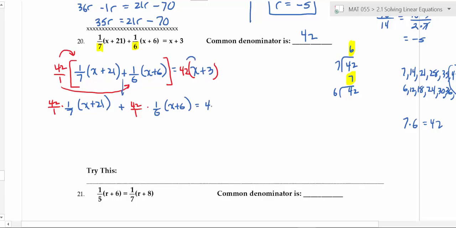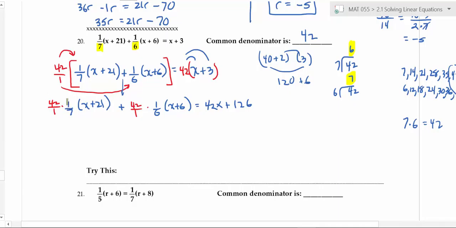42 times x is 42x, and then 42 times 3 is going to be 126. How did I do that in my head so fast? Here's what I did. I do 42 as 40 plus 2, times 3. 40 times 3 is 120, 2 times 3 is 6. I use the distributive property all the time when I do mental arithmetic.